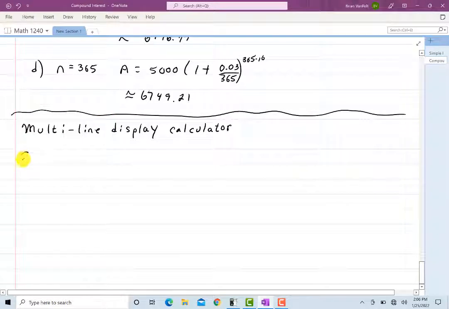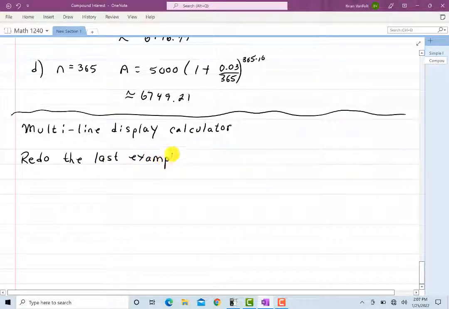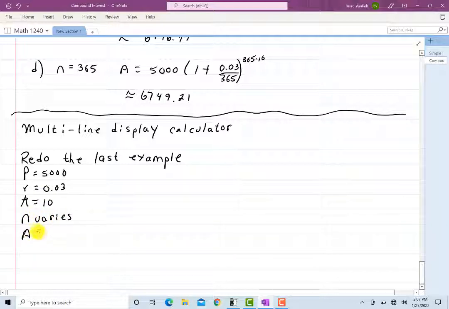So let's redo the last example. And of course, to remind us, here we had P was equal to 5,000, R was equal to 0.03, T was equal to 10, N varies, and the amount was the thing we were trying to figure out each time.